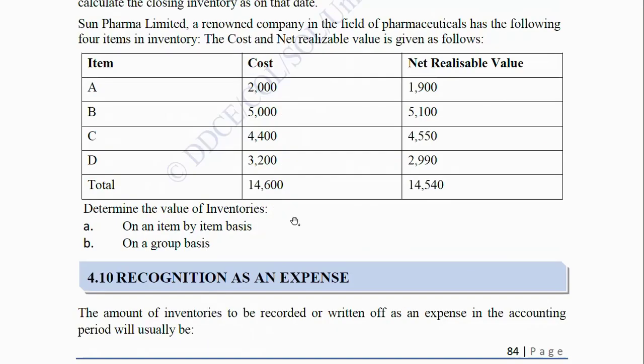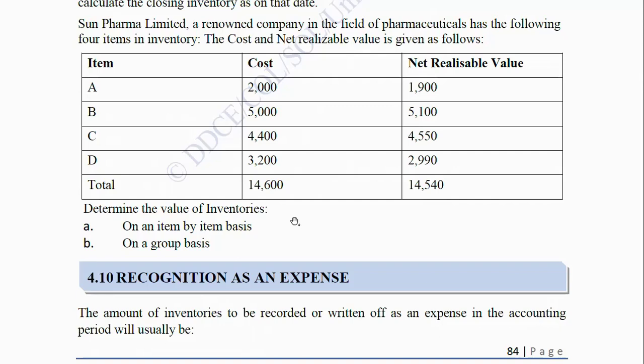Question. Example. Sun Pharma Limited, a renowned company in the field of pharmaceuticals, has the following four items in inventory. The cost and net realizable value is given as follows. Item A, cost 2000, net realizable value 1900. Item B, cost 5000, net realizable value 5100. Item C, cost 4400, net realizable value 4550.